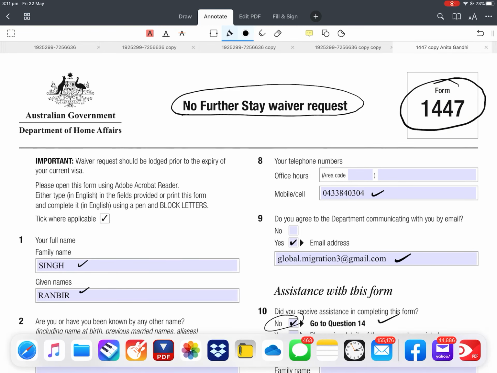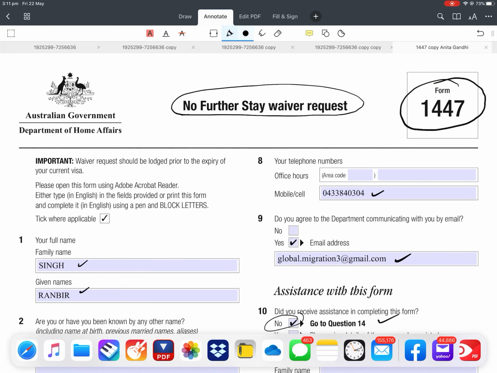Now, another thing I wanted to add here was where you should be sending this information. I'll just quickly highlight it here, and it's on the immigration website as well. So the email is nofurtherstaywaiverrequest at homeaffairs.gov.au. I've just highlighted it. And I know it's a pretty long name for an email address, but that's where you need to send this information.